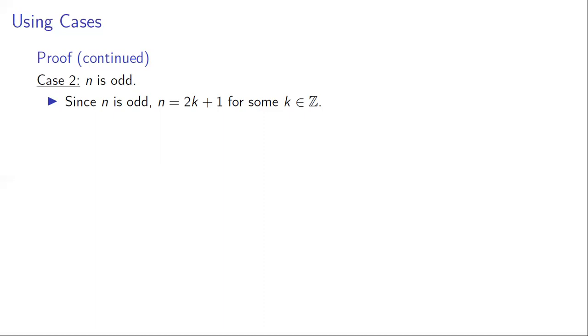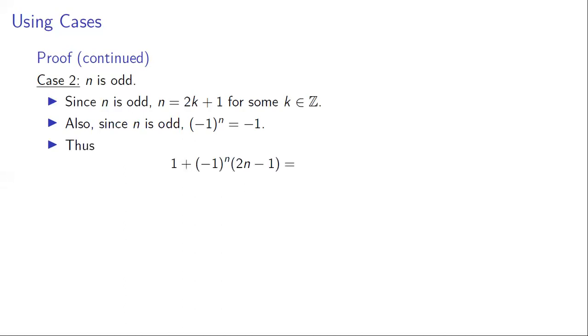Okay, so since n is odd, n equals 2k plus 1. Also, since n is odd, -1 to the power of n is going to be equal to -1. Right, -1 raised to the power of any odd number is going to be -1. Actually, I should say any odd positive number, right? We're only talking about natural numbers here anyway, so we're only talking about positives.